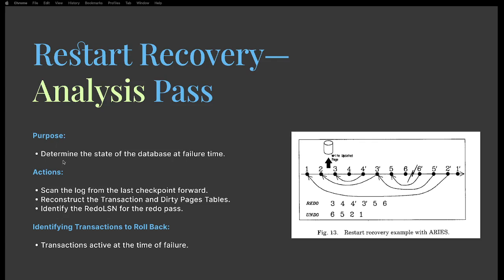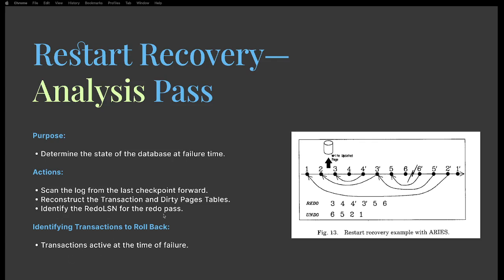You can also see it here. We determine the state of the database. The purpose is to determine the state of the database at failure. What do we need to do in order to do this? We scan the log from the last checkpoint forward. We reconstruct the transaction and dirty pages tables, and we identify the redo LSN for the redo pass. Finally, we identify transactions to roll back, which are the transactions active at the time of failure.